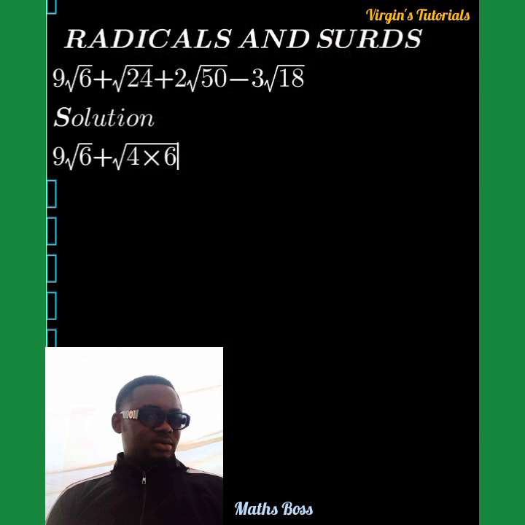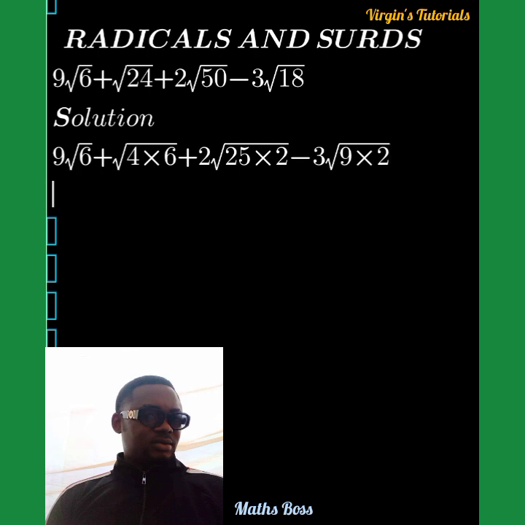And again, we have plus 2 square root of 50. 50 has two factors, which is 25 times 2. These are the two factors of 50. The last one is minus 3 square root of 18. 18 has two factors, 9 and 2. There are other factors of 18, but we want to use 9 and 2.